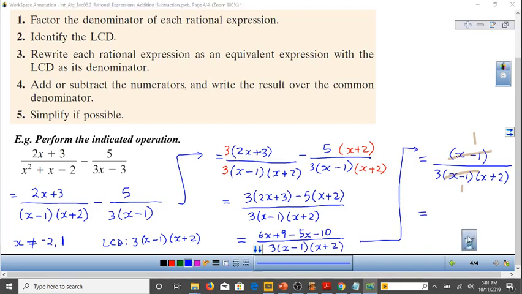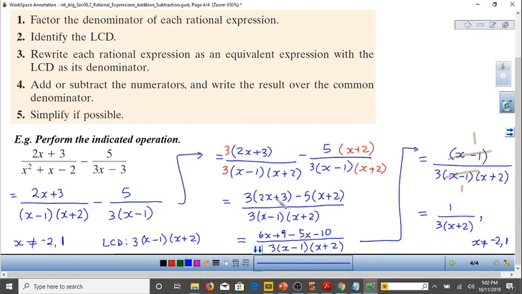So my answer now becomes 1 over 3 times x plus 2, but I did point out that x is not allowed to be -2, and it's not allowed to be 1 just the same, because the cancellation would not have occurred otherwise. And that is my answer.